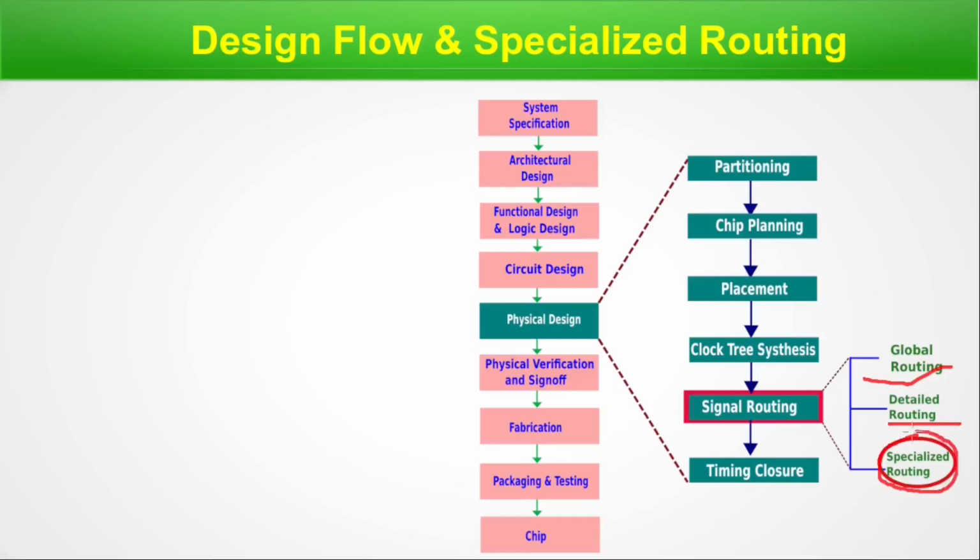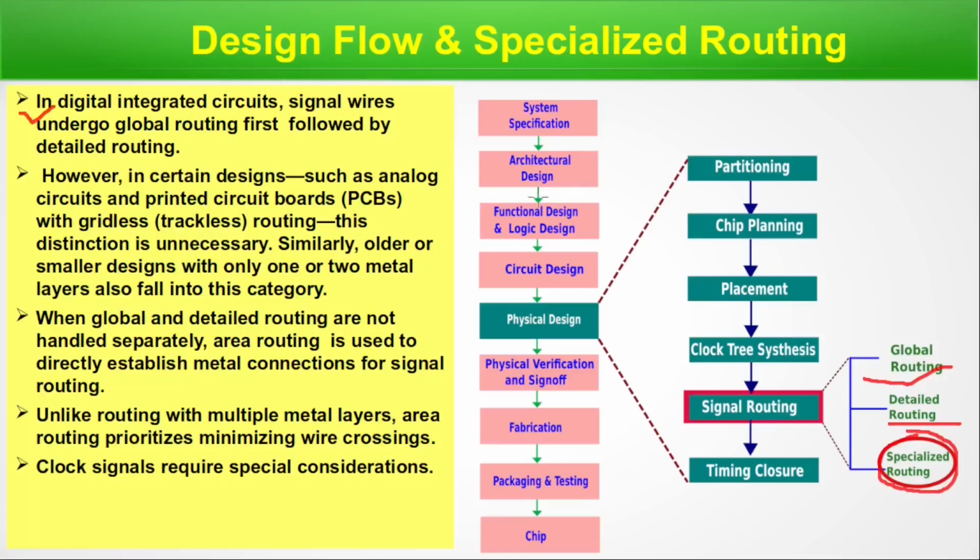So in signal routing, we have already covered global routing and detailed routing, and today it's time for specialized routing. In digital integrated circuits, signal wires first undergo global routing and then detailed routing. We all know that. However, in certain designs such as analog circuits and printed circuit boards, that is PCBs, with gridless routing or trackless routing, this distinction is unnecessary. Similarly, older or smaller designs with one or two metal layers also fall into this category. For this type of routing, we use specialized routing.